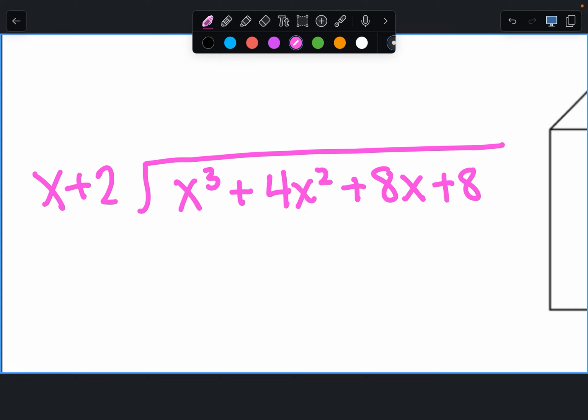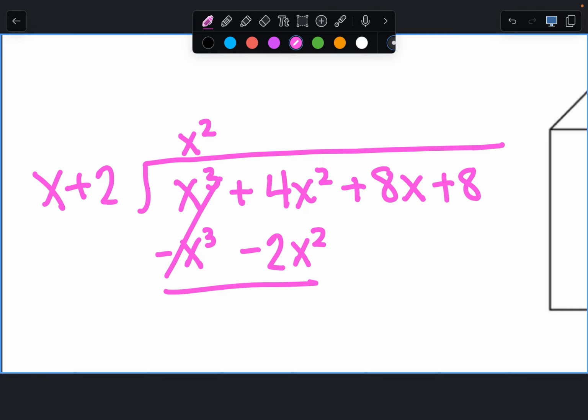X times what is x cubed? x squared. Okay. So x squared times x is x cubed. x squared times 2, 2x squared. All right. Change them both to opposite, so they're both going to change to negatives. The first one cancels out. 4 minus 2 is 2. Bring down 8x.